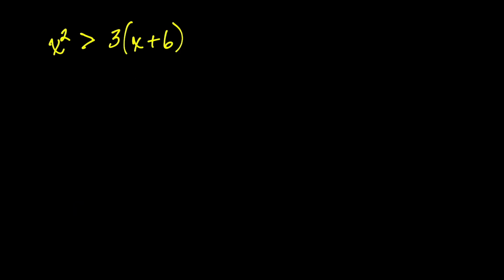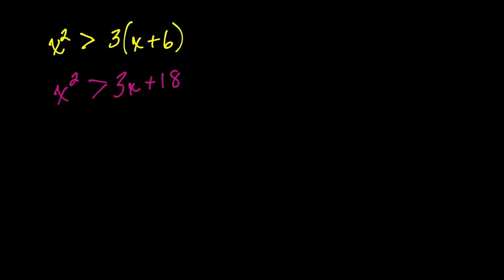Okay, so here's another example. Notice that this one is not arranged so that it's equal to 0 or greater than 0. So I'm going to need to do a little bit of rearranging first. The first thing I'm going to do is distribute this -3. So let's do that. Oops, do you like pink? We'll stick with pink. X squared is greater than 3x plus 18.